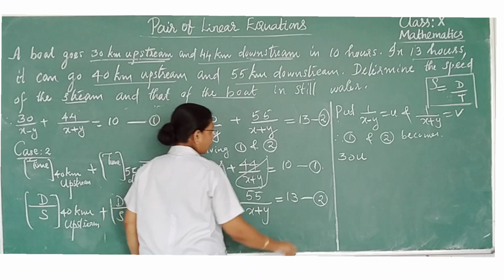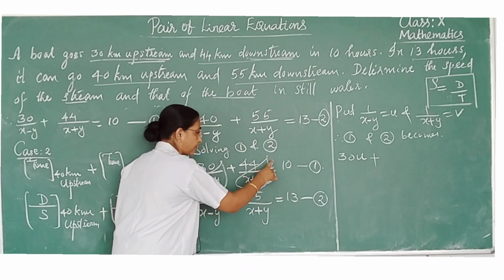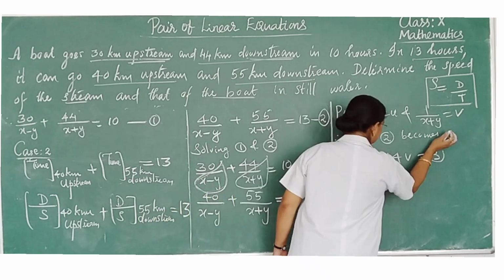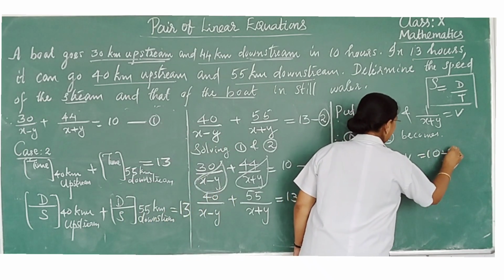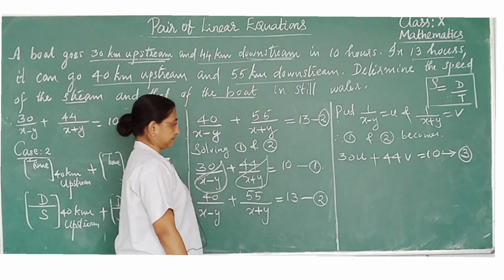So 30u plus 44 into 1 by x plus y. 1 by x plus y can be replaced as v. So 44v, which is equal to 10. After substitution, transfer that as equation number 3.